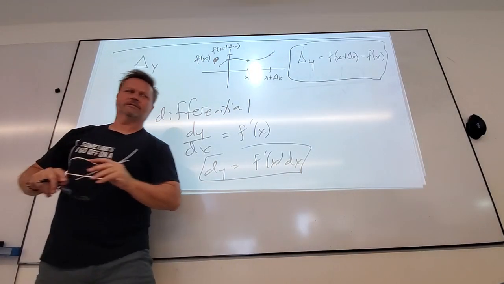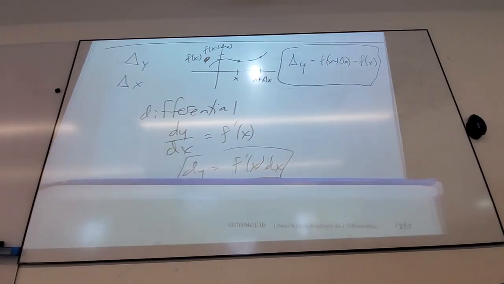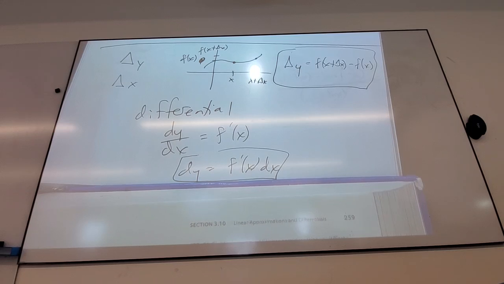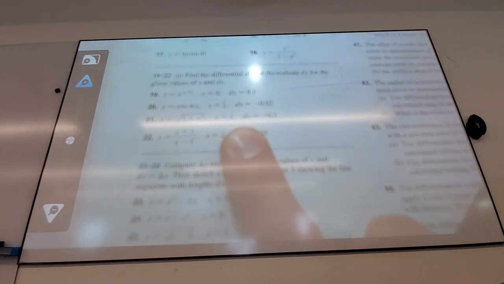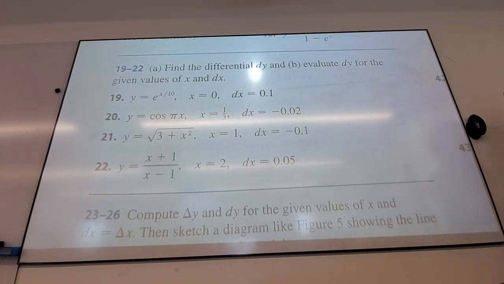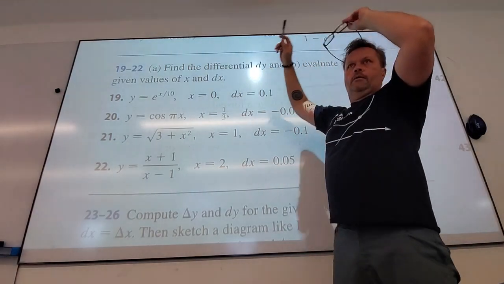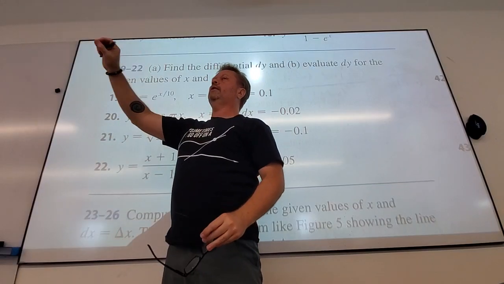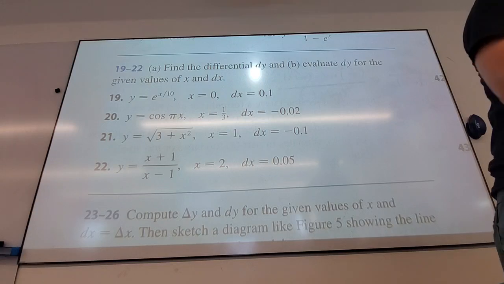So, the kind of problem I'm going to give you. Let's look right in the homework. Here we go. Well, here's a very in-your-face problem. Find the differential dy and evaluate dy for the given values. So this is neat. I love this, and I want to make a big deal of this right now. You could do this 2 different ways.